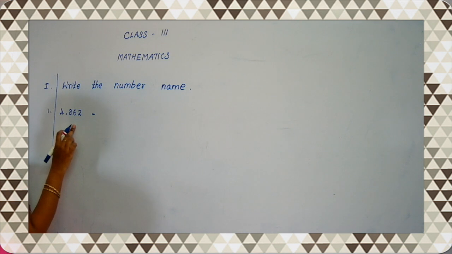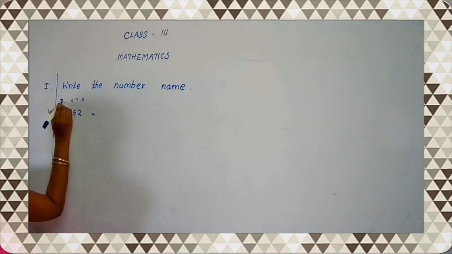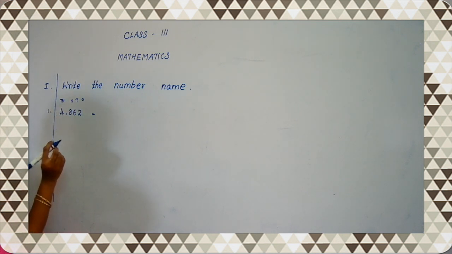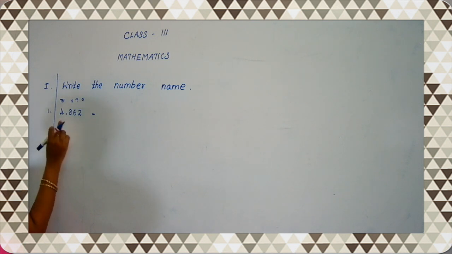What is this number? How do you read this one? This is ones place, this one tens, this one hundreds, and another one is thousands. So ones, tens, hundreds and thousands. How many thousands are here? First of all, you should read the thousands place. You start from the left side. Okay, children?